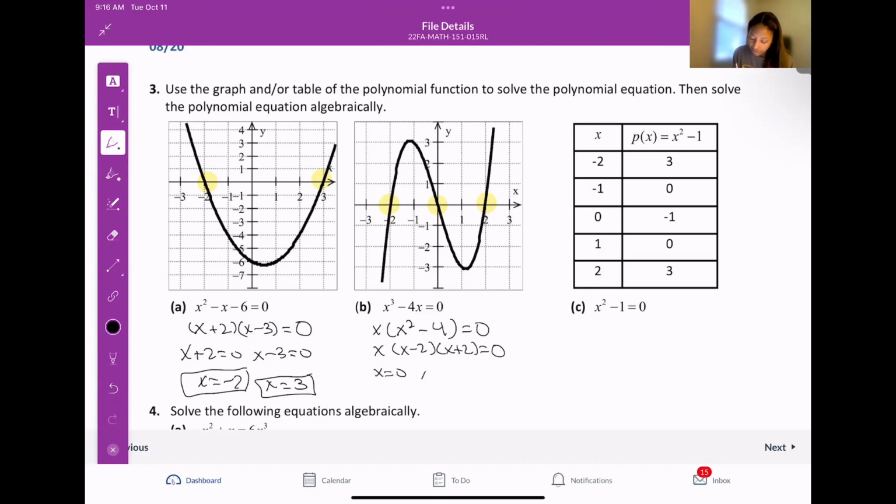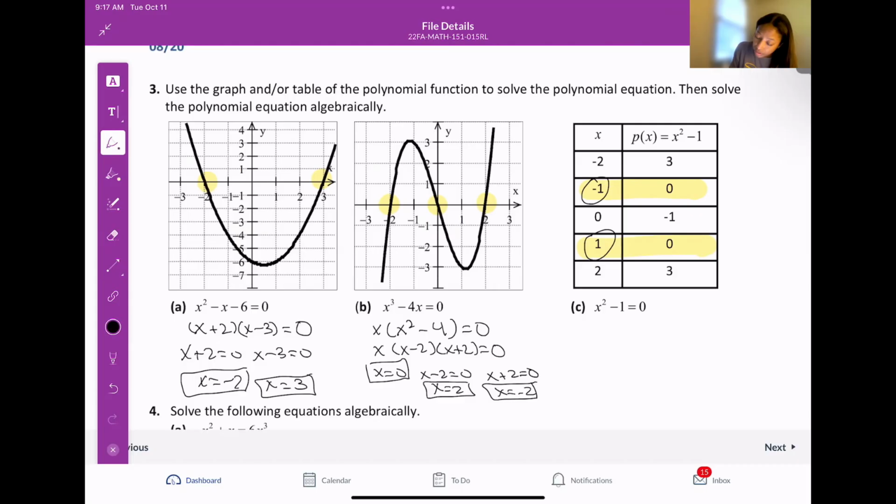And if we set each of these factors equal to 0, we get x is 0, x is 2, and x is negative 2, which matches up with what we saw in the graph. All right, from the table, remember with the table, we're looking for our output to be equal to 0. That happens on the second row and the fourth row. So from here, this is showing us that these x values, -1 and 1, are our solutions.